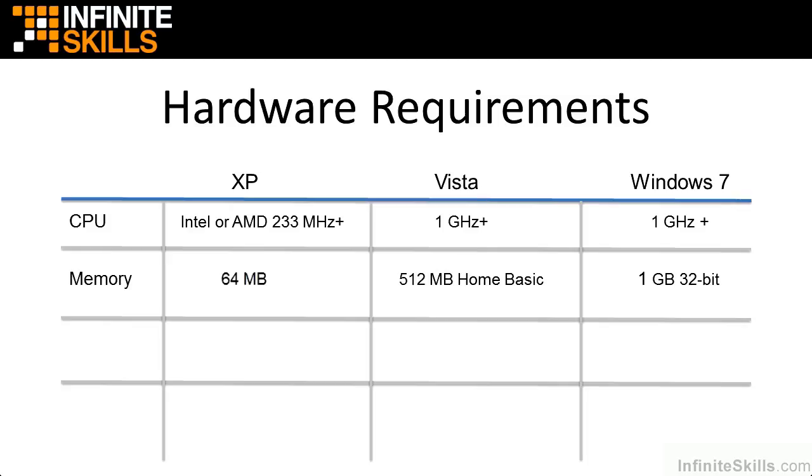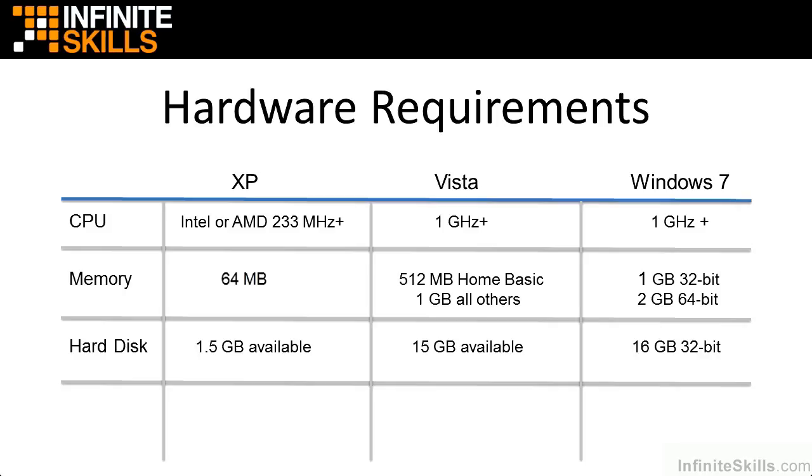For memory, notice this, XP, 64 megabytes. Vista, 512 megabytes for Home Basic and 1 gigabyte for all others. And then on Windows 7, you'll need 1 gigabyte for 32-bit installation and 2 gigabytes of RAM for 64-bit.